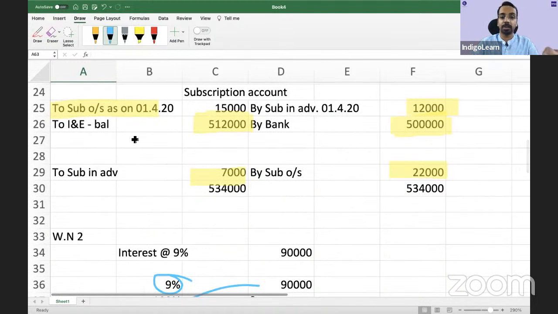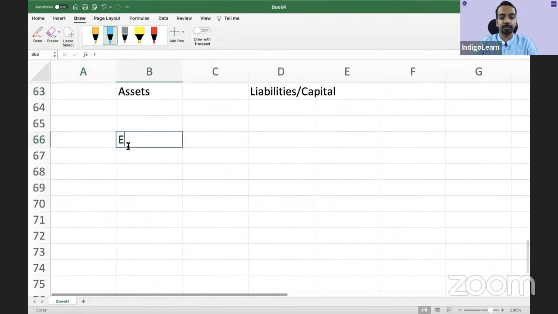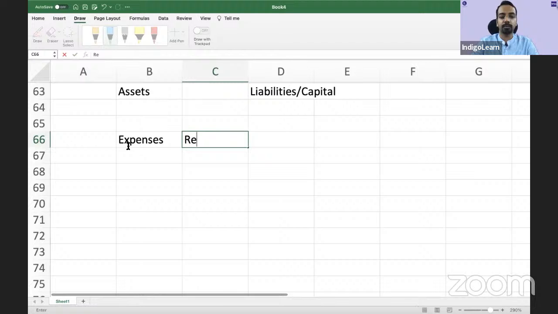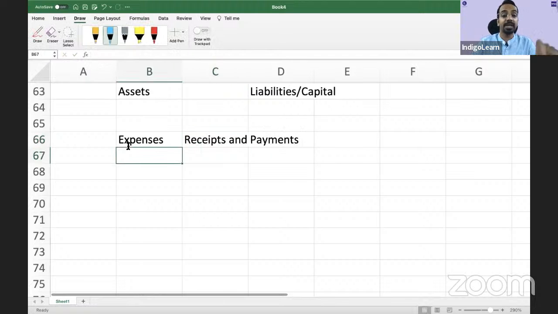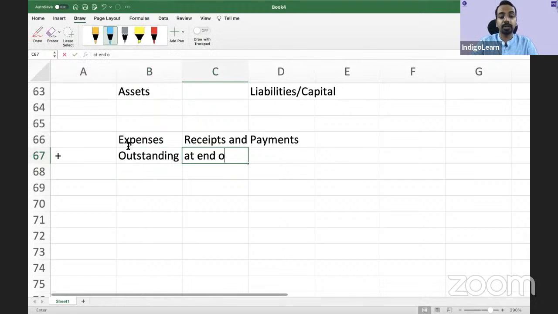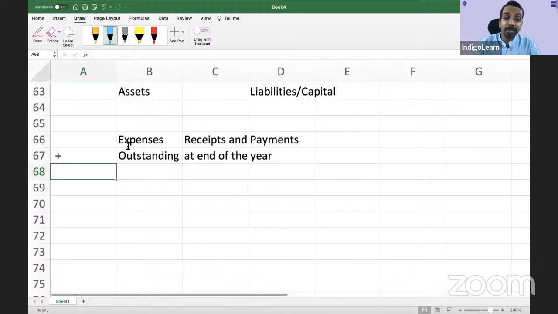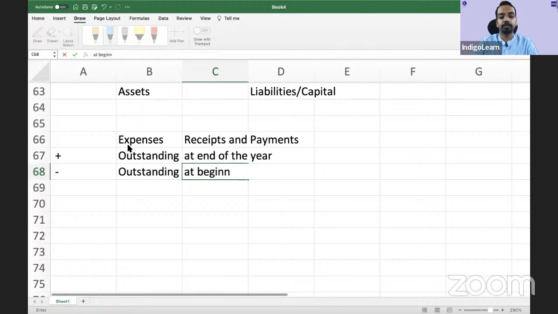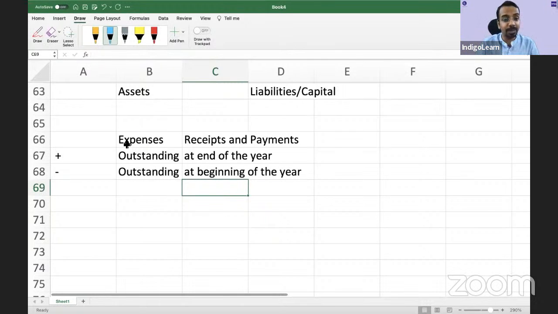Now we took one case where we saw the subscription account. Sometimes you get expenses as per the receipts and payments account. To this, you will always add the outstanding at the end of the year, because this expense pertains to the current period and we have not paid. You will reduce the outstanding at the beginning, because that expense was for the previous period and we have paid it in the current period, and that is included in this expense in the receipts and payments account.